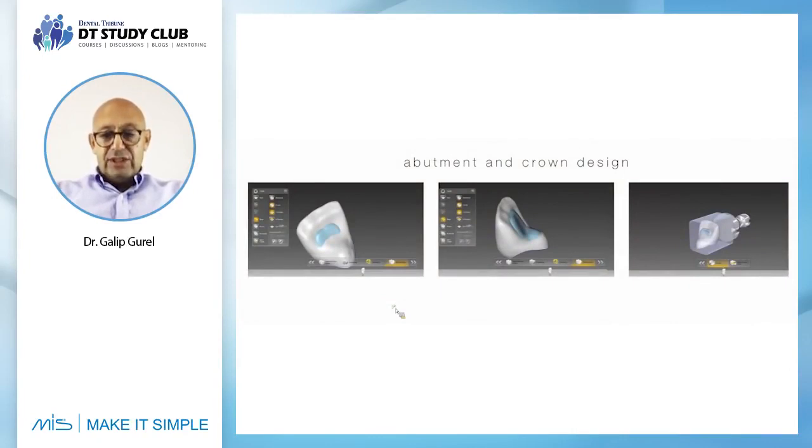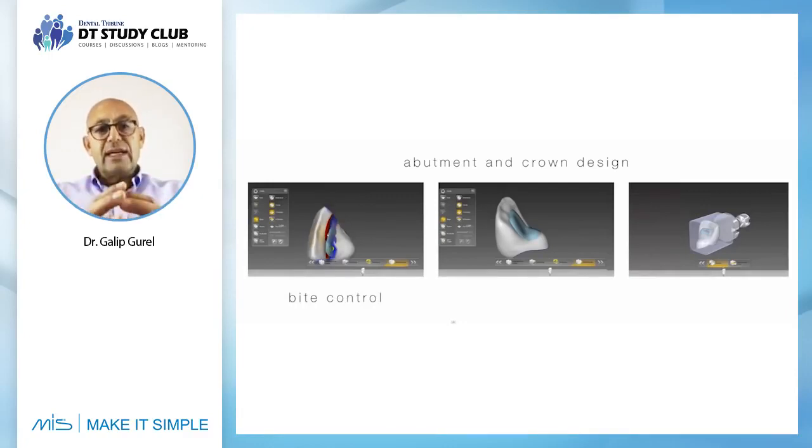Now, with the digital software, we can so easily adjust the bite, as you can see here. It emphasizes the contacts in red, which are strong, and some softer contacts. We just need to play our game depending on the bite of the patient.